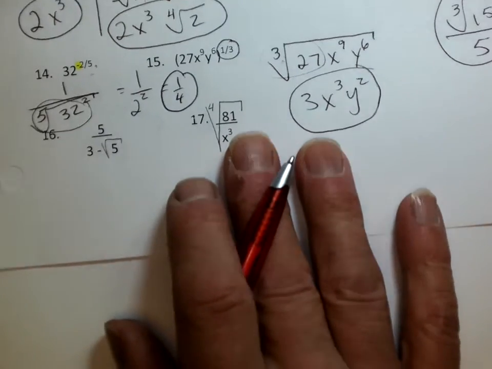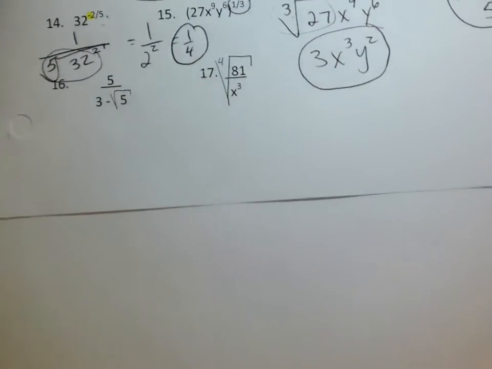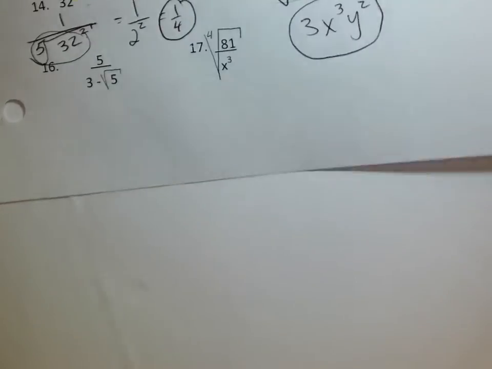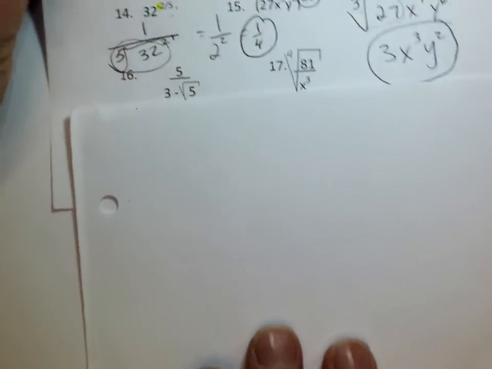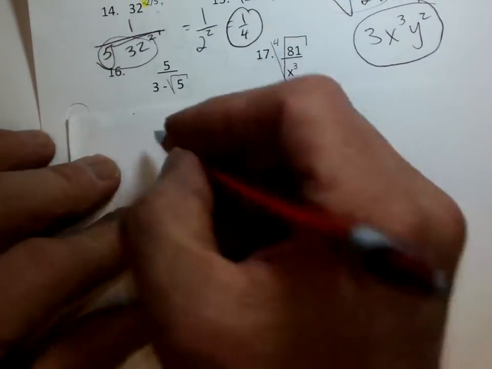How am I doing? Okay. 16, I'm going to have to do 16 on a separate sheet of paper. I'm not going to have room to do 16. So I'm going to slide 16 on another sheet of paper, okay? So let me write it.